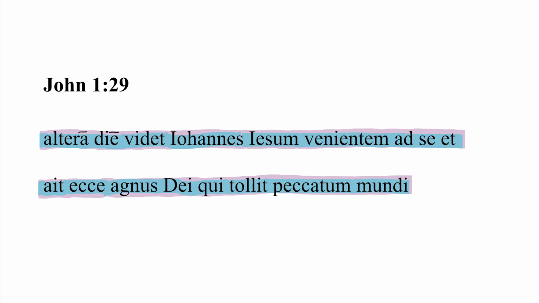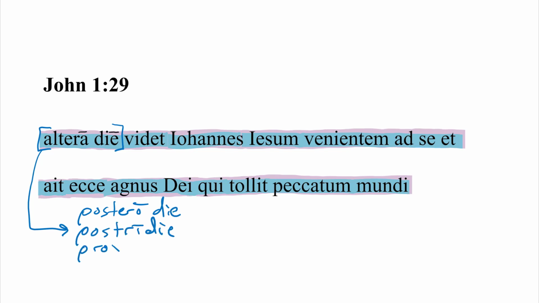And our first phrase here is a classic and classical one. This is a great and very common and popular way to say next day or on the next day in Latin. And there's a number of other ways to say this, which I just thought I would share with you. Postero die, on the next day. Postridie, proximo die. Insequenti die. All of these are variants of the same idea.